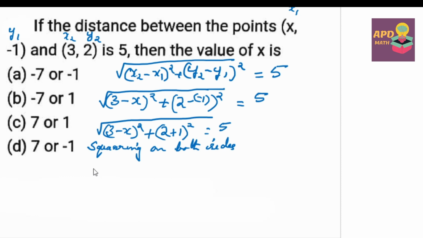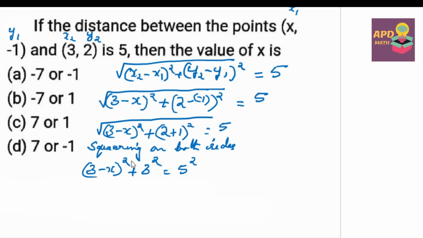Squaring on both sides, (3 minus x) whole square plus (2 plus 1 is 3) 3 square is equal to 5 square. We are making squares on both sides, LHS as well as RHS. After doing the squares, the square root is eliminated and this becomes (3 minus x) whole square plus 3 square is equal to 5 square. The right hand side 5 becomes 5 square.